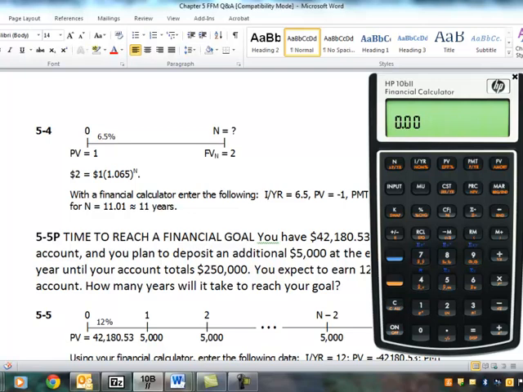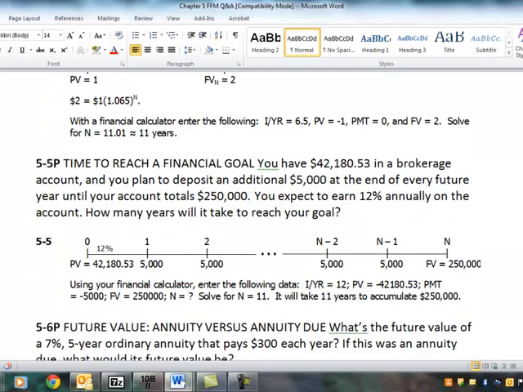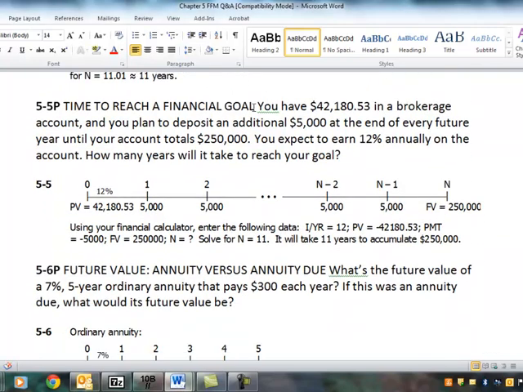Clear all. Next problem. How long does it take you to reach a financial goal? Well, in this problem, you have $42,180.53 in a brokerage account today. You plan to deposit $5,000 at the end of every future year until your account totals $250,000. You expect to earn 12% annually on the account. How many years will it take you to reach that goal?